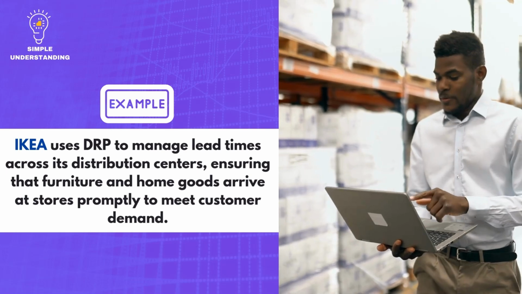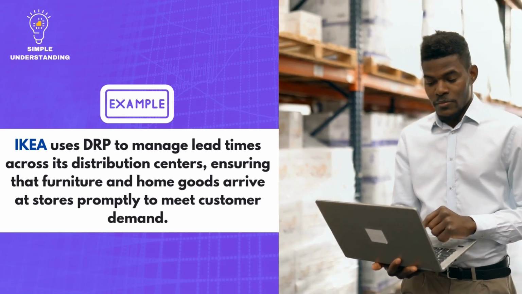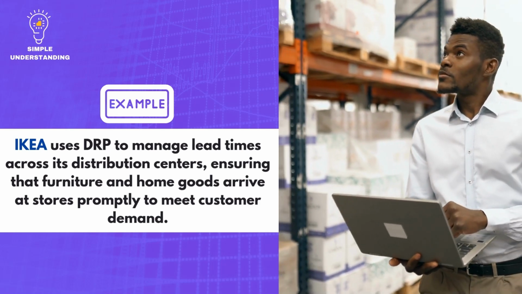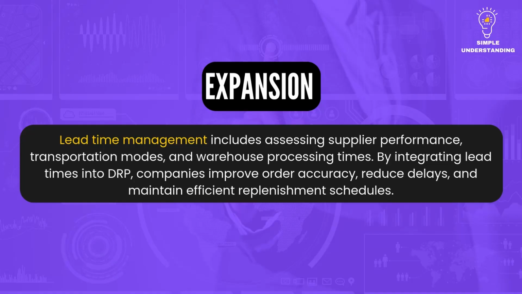Real company example. IKEA uses DRP to manage lead times across its distribution centers, ensuring that furniture and home goods arrive at stores promptly to meet customer demand. Expansion. Lead time management includes assessing supplier performance, transportation modes, and warehouse processing times. By integrating lead times into DRP, companies improve order accuracy, reduce delays, and maintain efficient replenishment schedules.